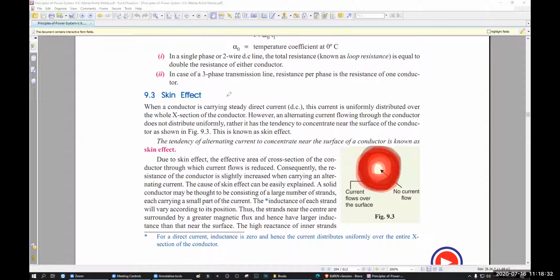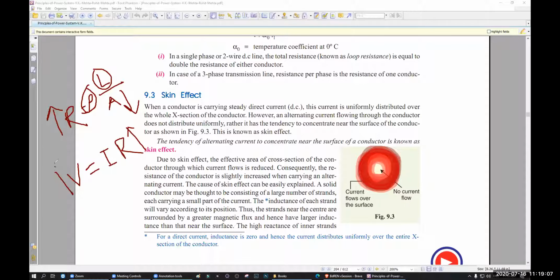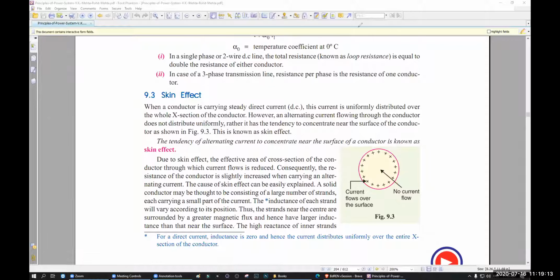What is the formula of your resistance? Your resistance is rho L by A, right? Your rho is fixed, your L is fixed, your area is reduced. This was the total area, but this part is not being used, so your effective area is reduced. If this is reduced, your resistance goes up. If resistance goes up, your voltage drop goes up, right? That means your loss goes up. Understand my point? This is called skin effect.